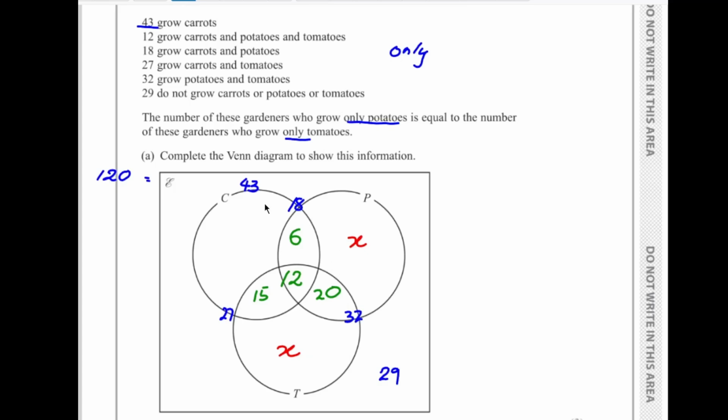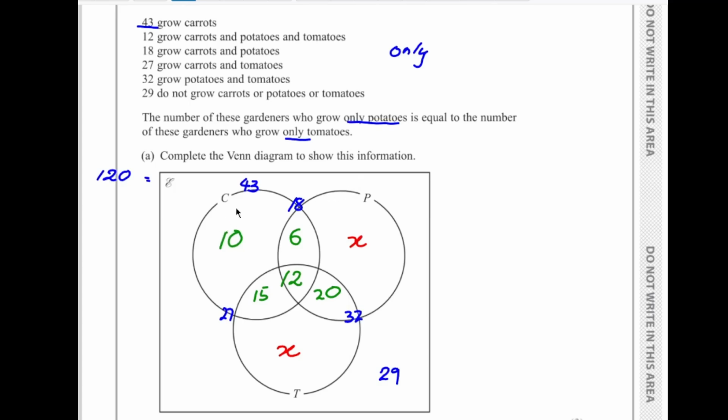Afterwards, let's see whether we can fill this one. We know that the whole circle represents 43. And this part, everything to be added and subtracted from 43 to get the only carrot. So let's subtract 43 minus 6 minus 12 minus 15. What we get here is 10.